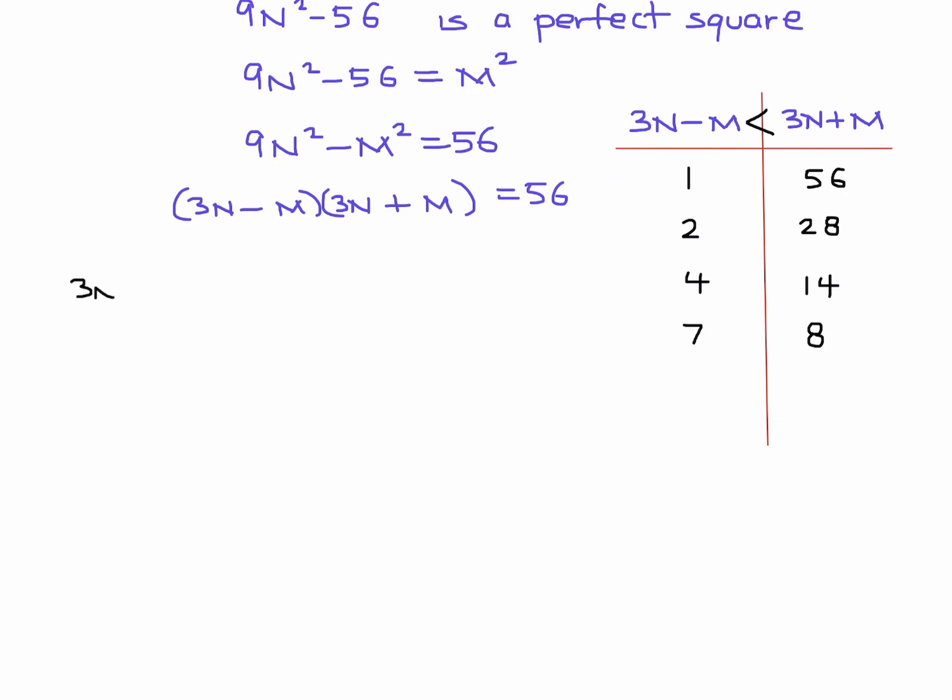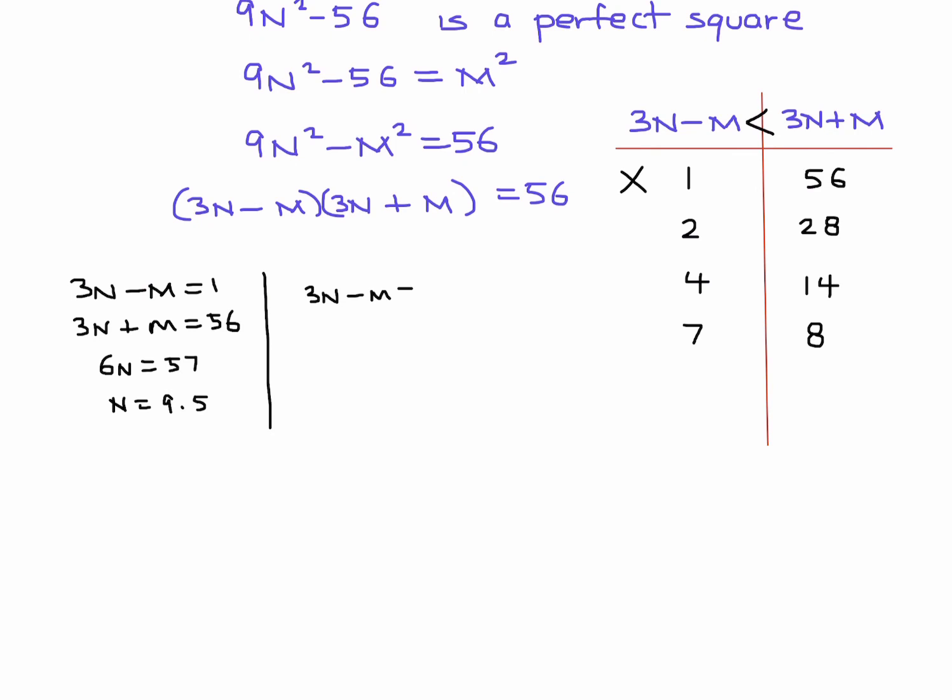If 3n minus m is equal to 1 and 3n plus m is equal to 56, add them and you get 6n is equal to 57. N is equal to 9.5. Well, that's no good because n represents an integer. So that won't give me an integer solution. All right, let's move on. The next one. 3n minus m is equal to 2. 3n plus m is equal to 28. 6n is equal to 30. N is therefore equal to 5. Great, we got one value of n.